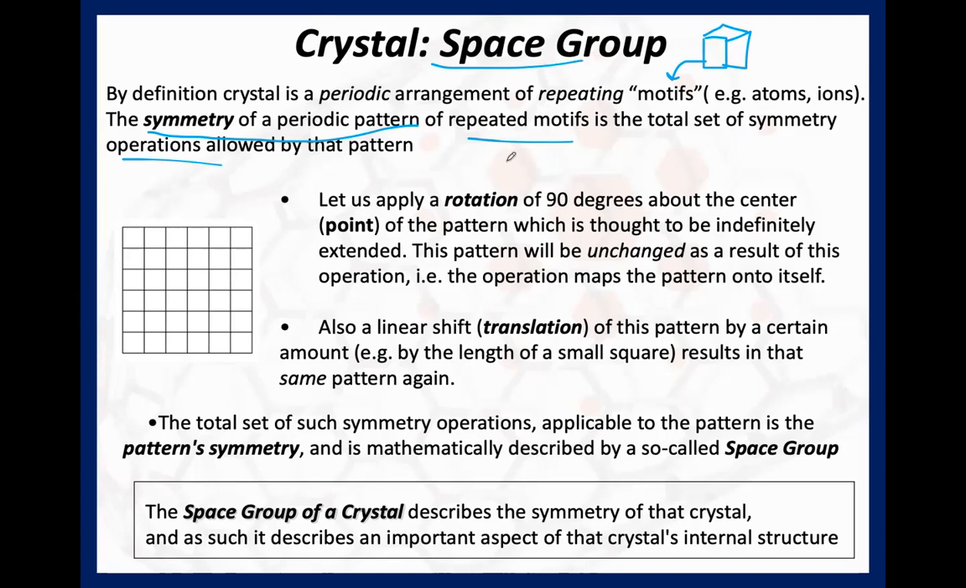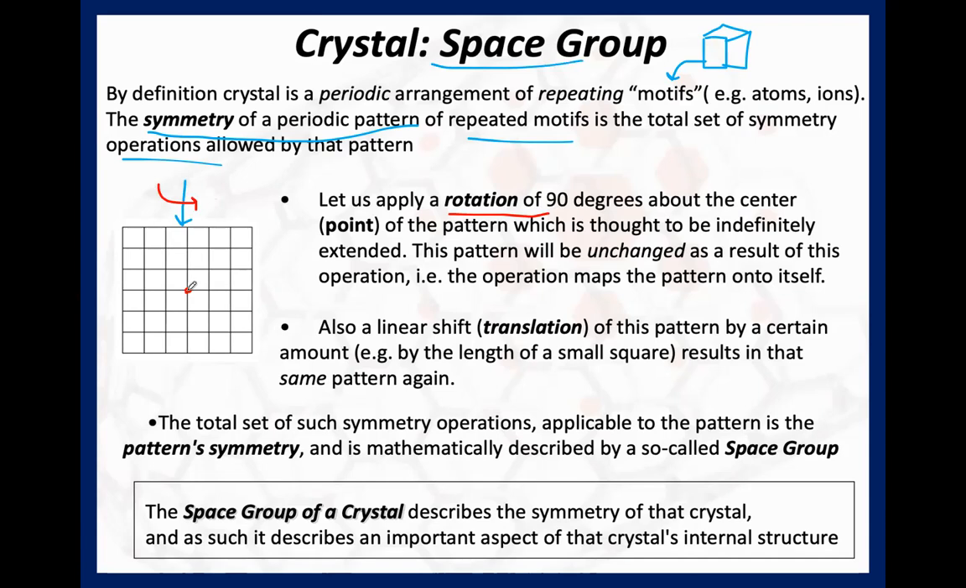Right. So suppose you have a pattern like this here, and you rotate this pattern by 90 degrees about the center point. So you have a center point, and about the center point, you rotate it by 90 degrees.